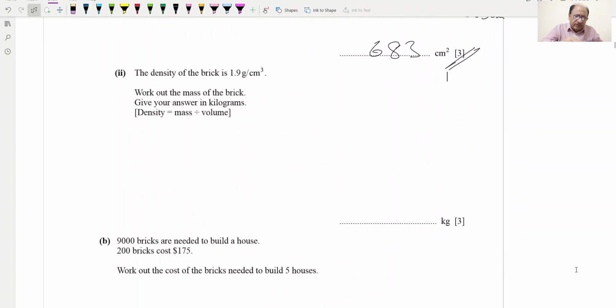Now, second part says the density of the brick is 1.9 grams per centimeter cube. Work out the mass of the brick. Give your answer in kilograms. Density is equal to mass divided by volume, which is provided. So density we can write mass over volume, and mass will be equal to density multiplied by volume. So density is 1.9 and multiply by volume.